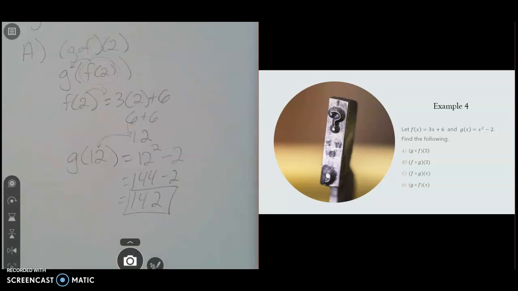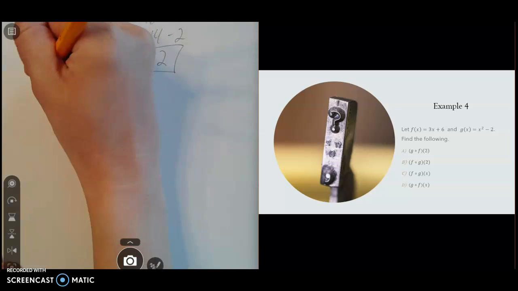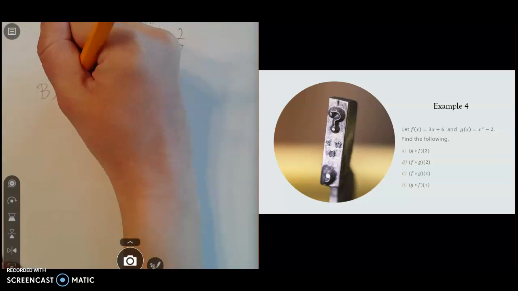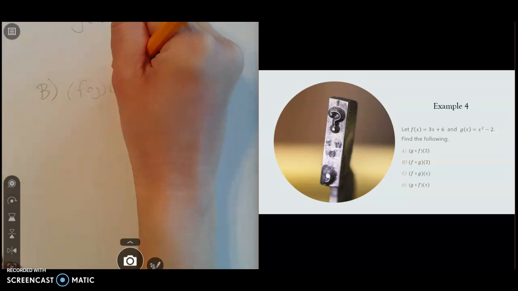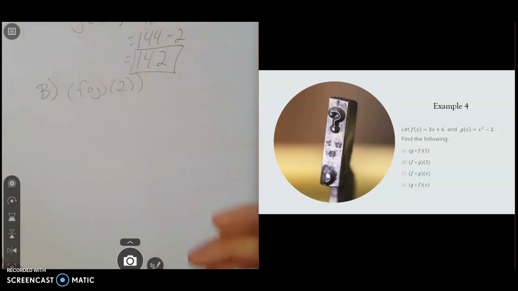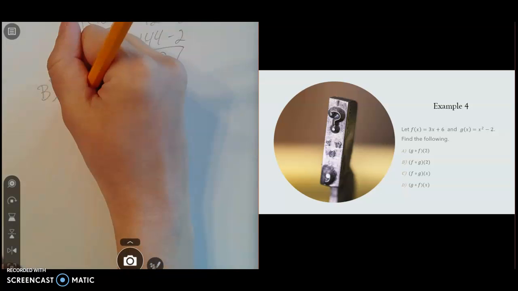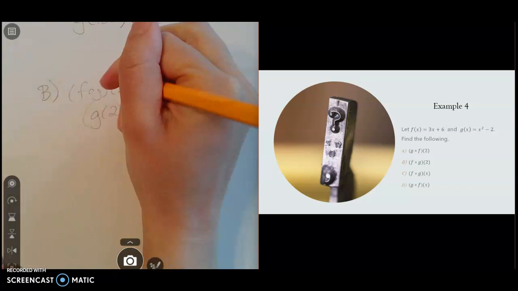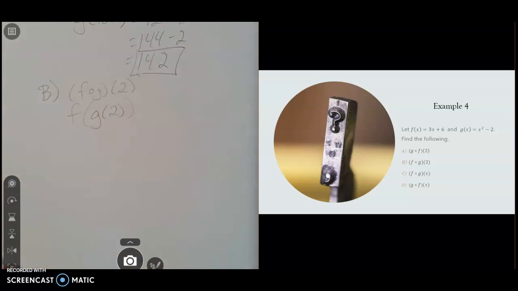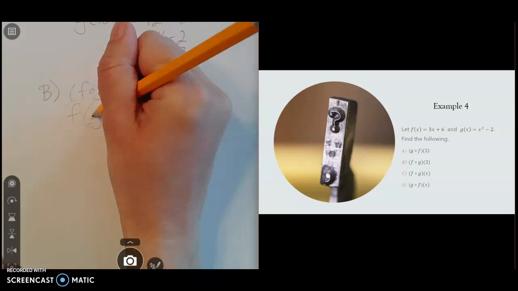All right, what if I did it the other way? What if I did f of g of 2? Would I get the same answer? That's always a fun question to ask, right? So that's what we're doing in part B, is f of g of 2. Oop, too many parentheses there. So what we're doing is we're going to do g of 2, and then we're going to plug that into the f function. We're going to do f of g of 2. So we're starting on the inside, we're going to put 2 into g.